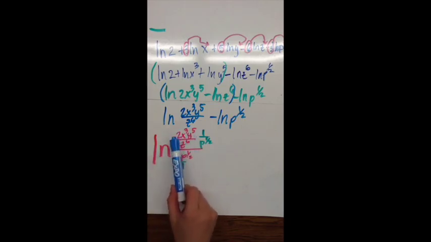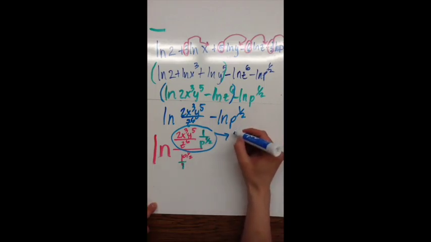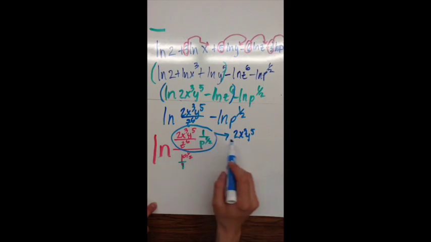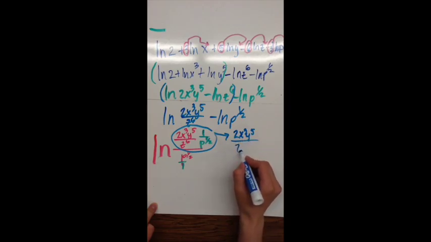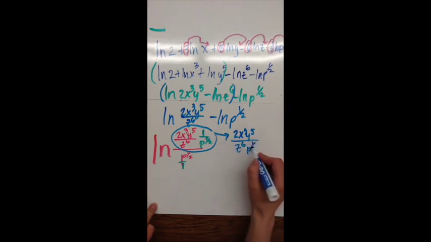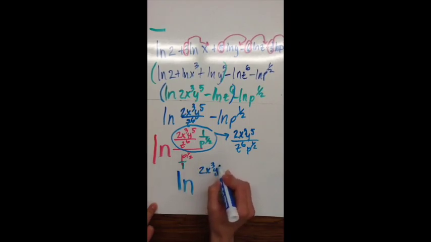So when I multiply this part here, this portion turns into 2x cubed y to the 5th times 1, which is just 2x cubed y to the 5th, over, and then the z to the 6th and p to the 1/2 are going to be multiplied. So I just end up with z to the 6th, p to the 1/2. So then my answer is going to be natural log 2x cubed y to the 5th over z to the 6th, p to the 1/2, like that.